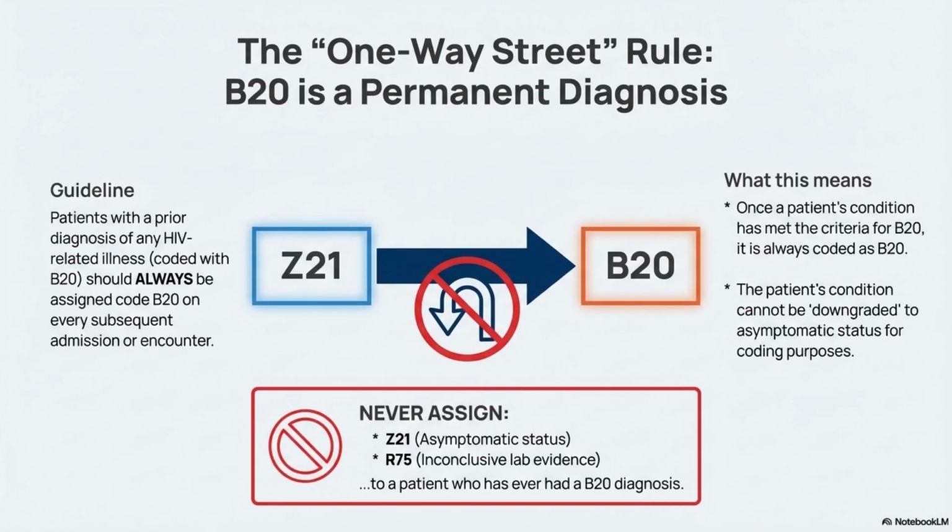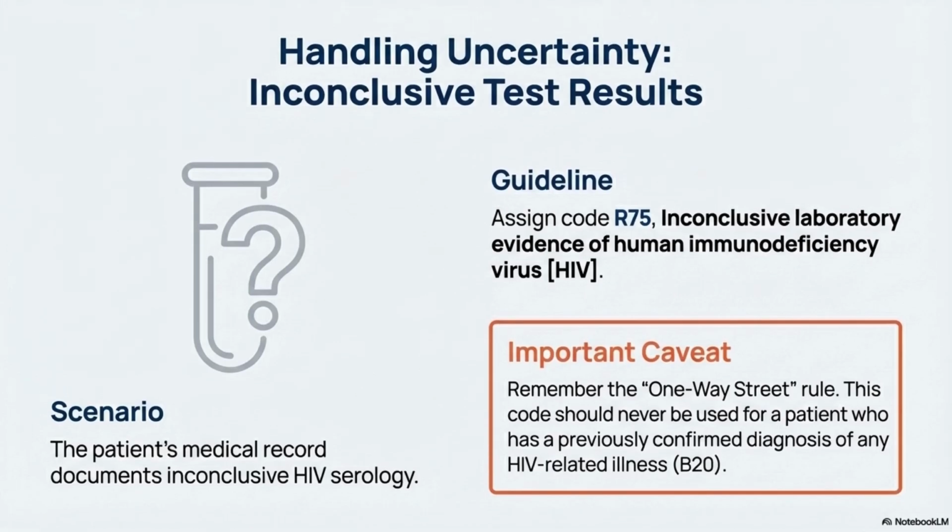This is one of the most important rules in HIV coding. Once a patient has ever been diagnosed with an HIV-related illness, meaning they've been coded with B20, they stay B20 forever. No going back. No downgrading. Never assign Z21 or R75 to someone who has previously met criteria for B20. If the record shows inconclusive HIV serology, we use R75, but only if the patient has never had a confirmed HIV-related illness. The one-way street rule still applies.